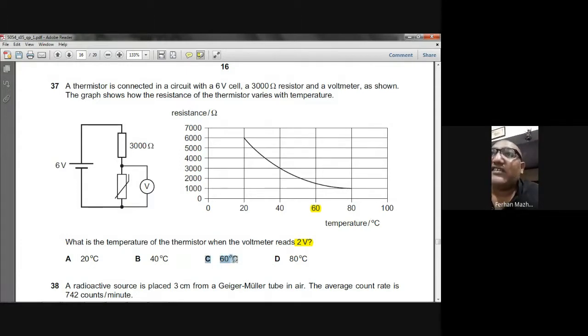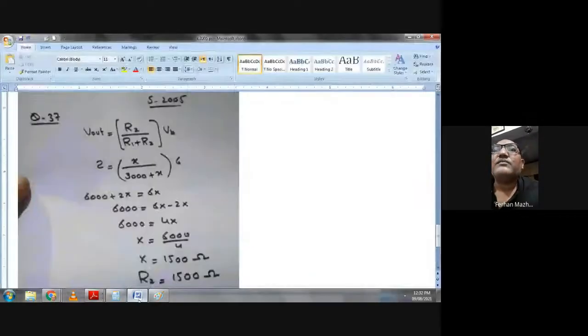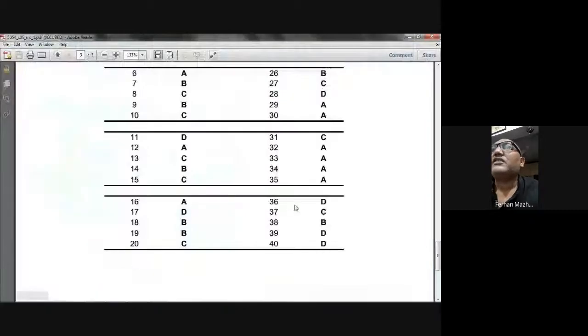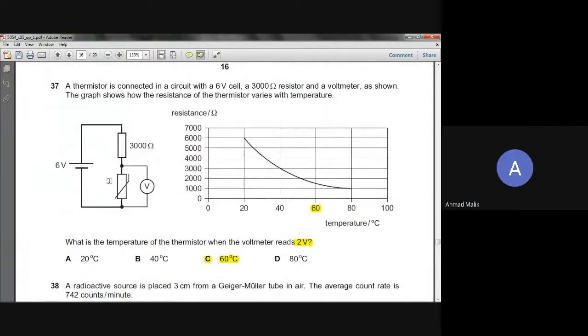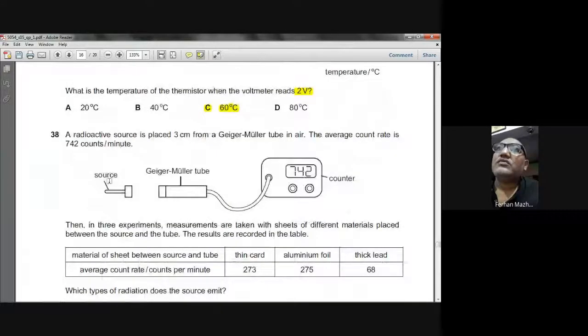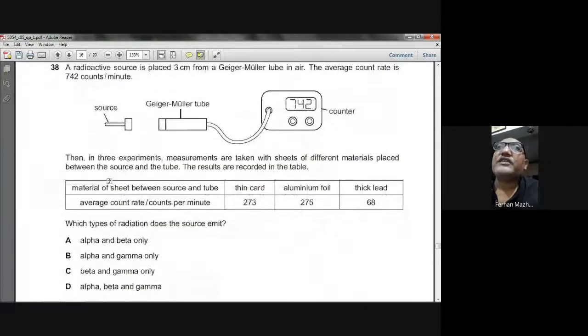This is the C looks the right answer to us. Question number 37, C looks the right answer, sir. Let me check. Question number 37, C is the right answer. Okay. Do you understand this? Yes, sir. Okay. Now, we are going to question number 38.